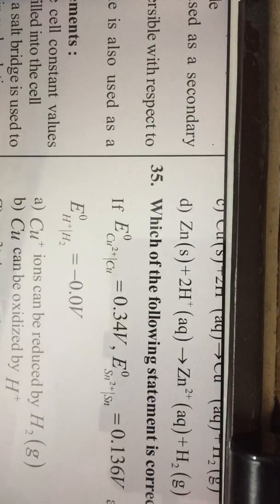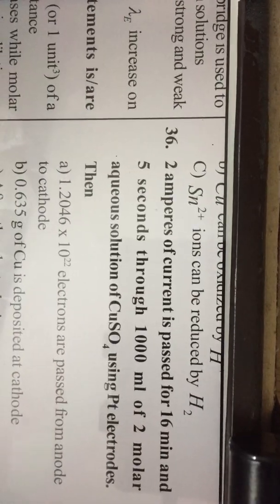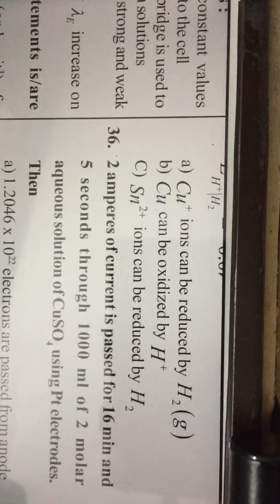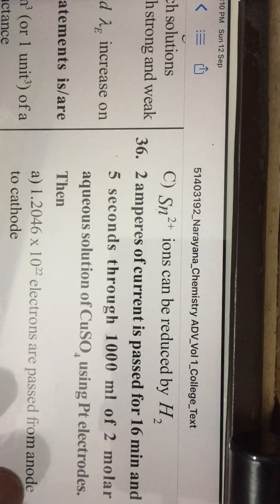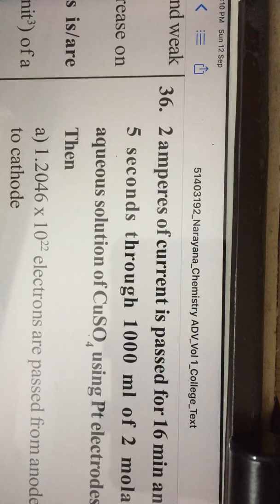Now we are looking at question number 36. This is a question you have to try, sir. 2 amperes of current is passed for 16 minutes and 5 seconds, that is 16 into 60 plus 5, which is 965 seconds, so 2 into 965 coulombs of charge is passed. The current is passed through 1000 ml of 2 molar aqueous solution of copper sulfate using platinum electrodes. Then what statements are correct?